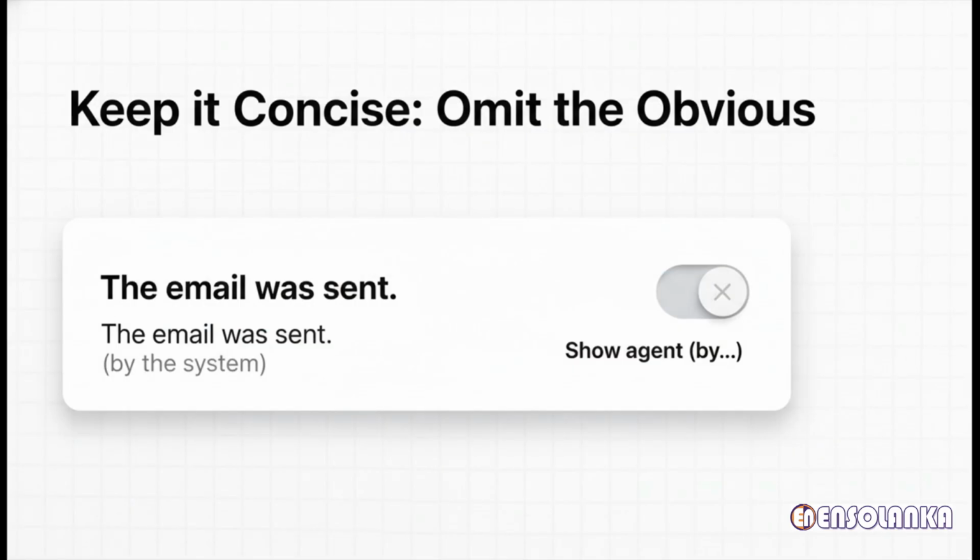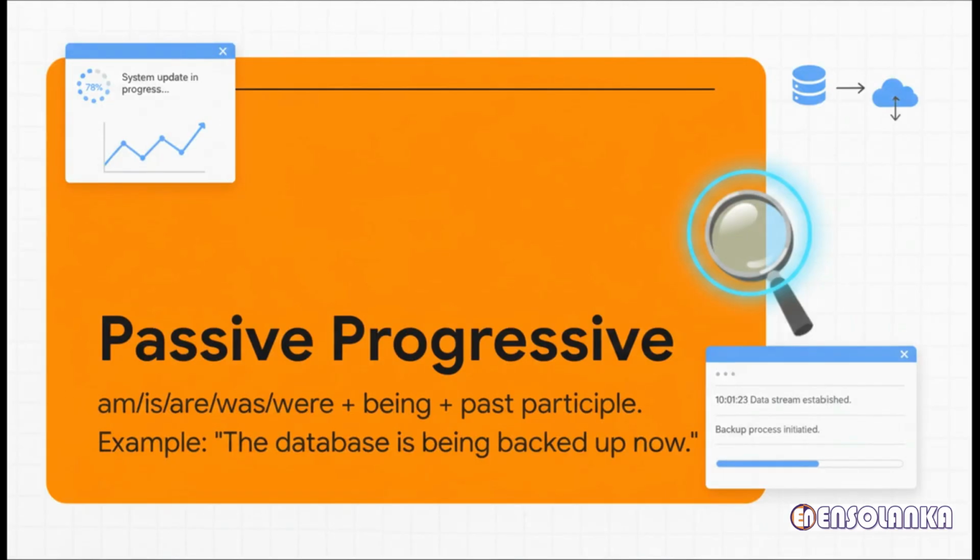But honestly, most of the time, especially in tech docs and system messages, you're going to leave it out. If the doer is obvious, or we don't know who it is, or it just doesn't matter, just drop it. The email was sent. We don't need to say by the system, right? It's cleaner, and keeping your writing concise is always a good thing. So what if the action is happening like right this second?